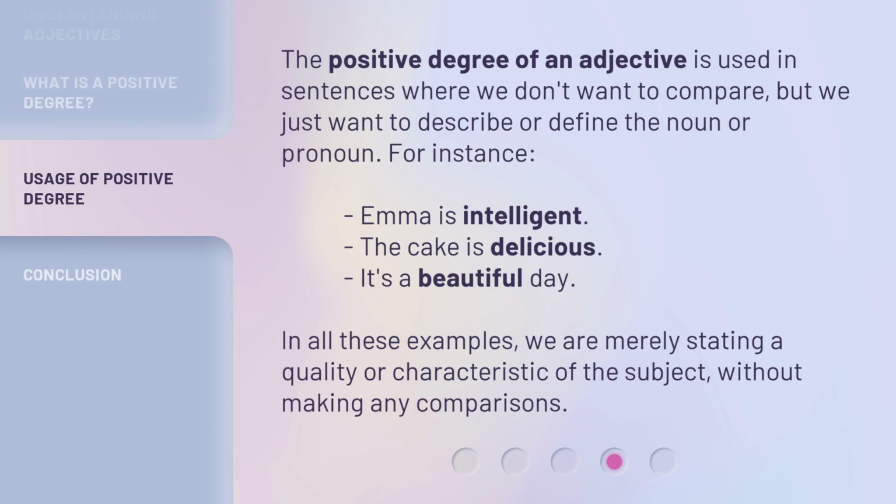The positive degree of an adjective is used in sentences where we don't want to compare, but we just want to describe or define the noun or pronoun. For instance, Emma is intelligent. The cake is delicious. It's a beautiful day. In all these examples, we are merely stating a quality or characteristic of the subject, without making any comparisons.